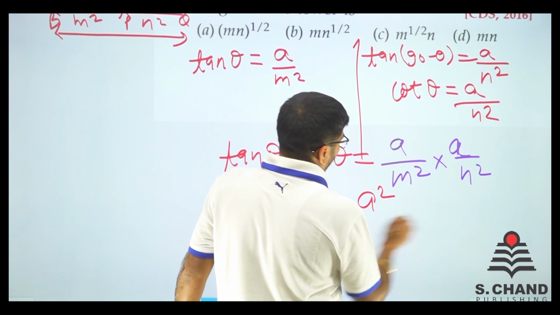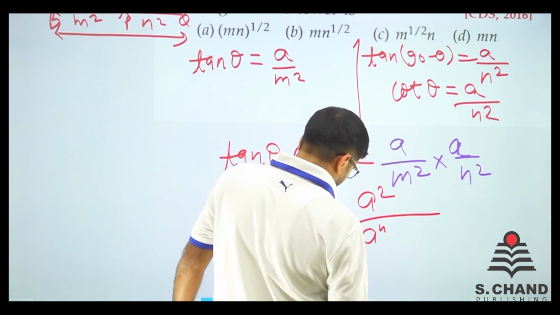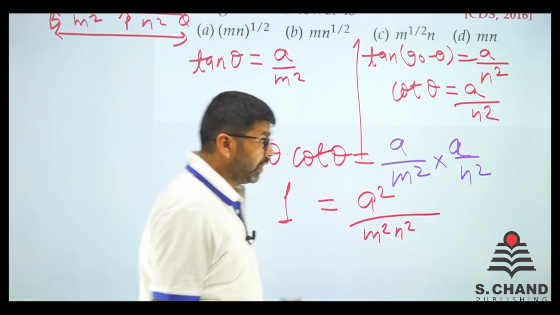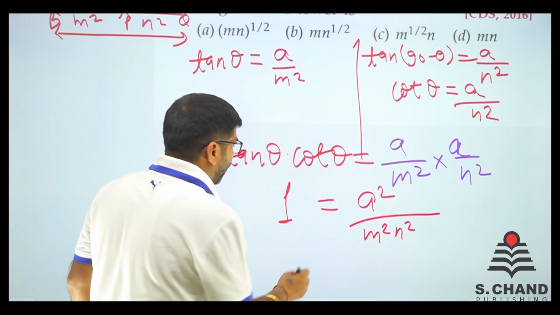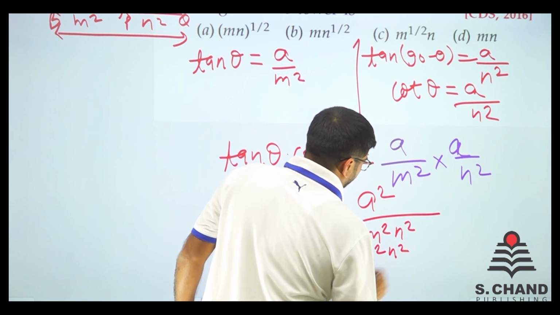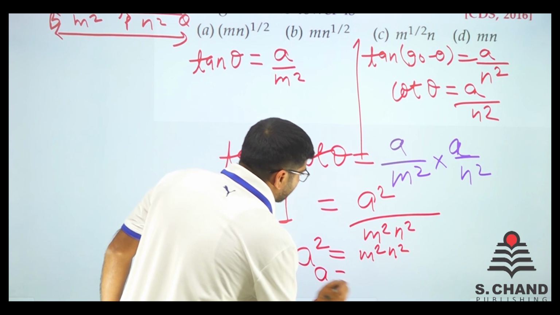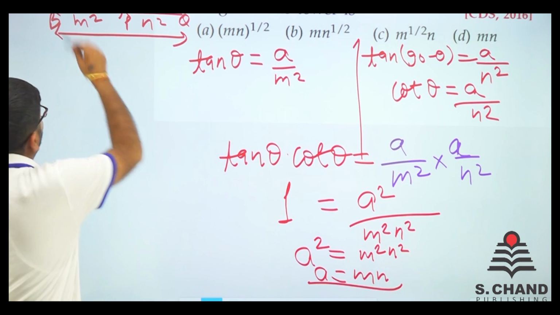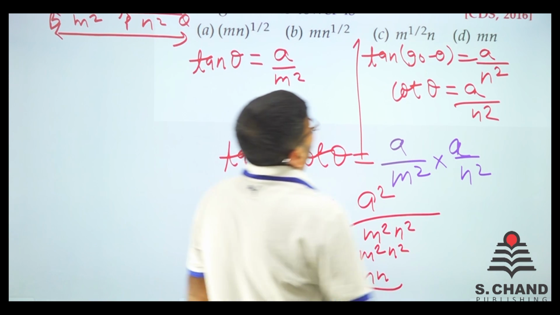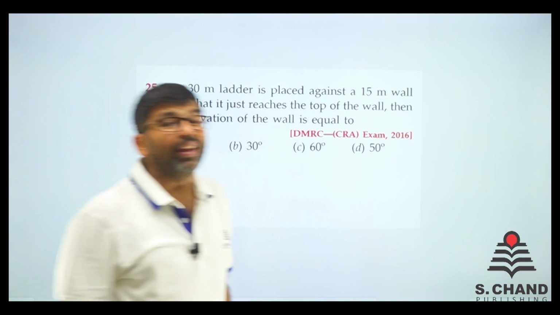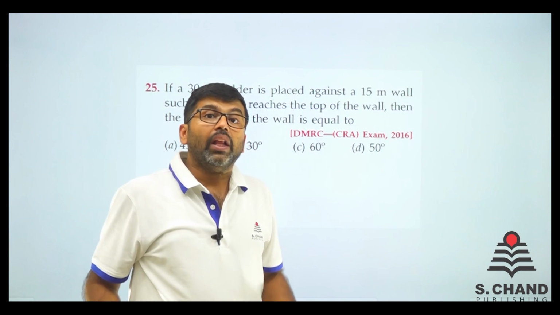This is A square by m square n square, right? So when we cross multiply, A square is equal to m square n square. So A, that is height, is equal to mn. So the height of the tower is mn. Is there any option like mn? Yes, it is. So we move on to the last question of the exercise.